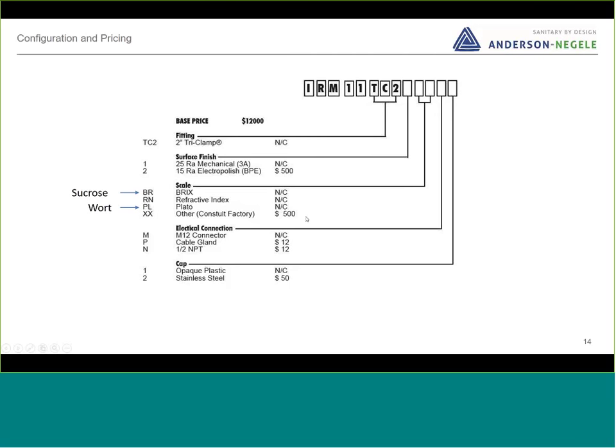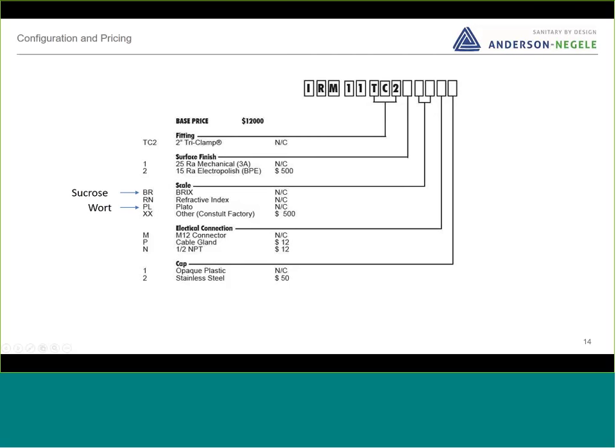This last line, XX, is consult factory, because this is when we're going to go into something special. If you told me you wanted an IRM and you wanted to do salt concentration, we would have to develop a special curve and program it into your sensor. That's how we'll use this line.